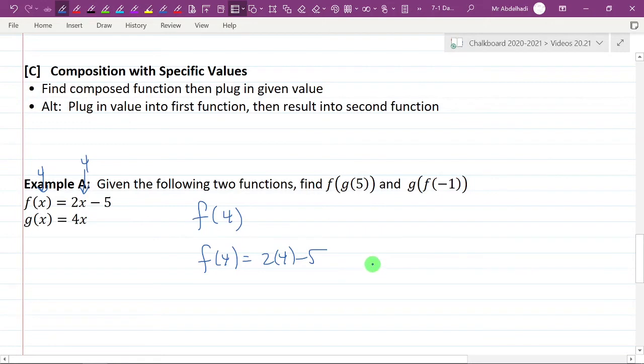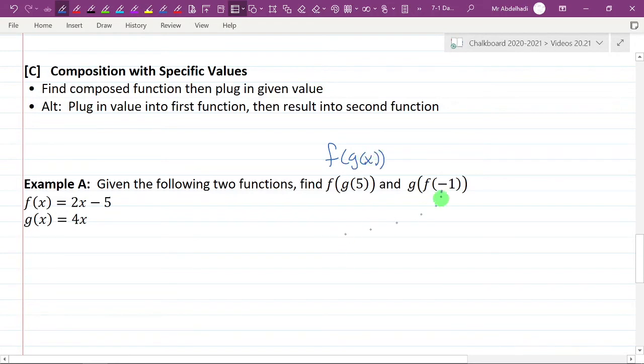Which is 3. That's how you would find it. So to find f of 4, you need f of x, right? To find f of 4, you need a function called f of x. Well, how would you find f of g of 5? To find f of g of 5, I need a function called f of g of x. All right, and over here they want us to find g of f of negative 1.